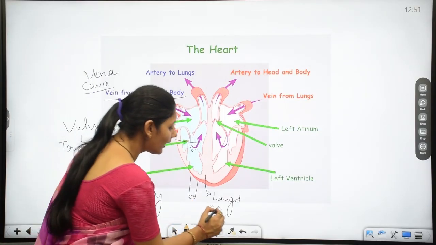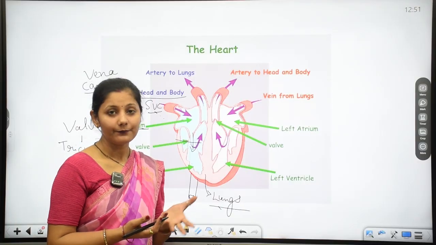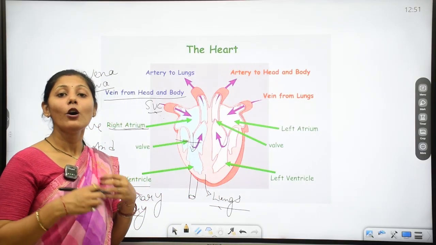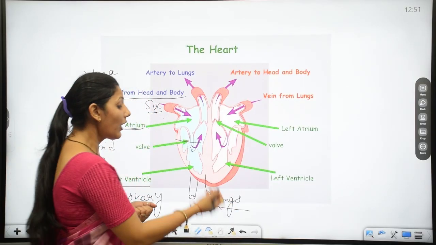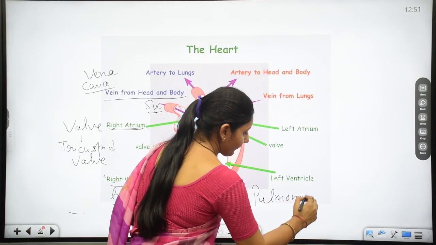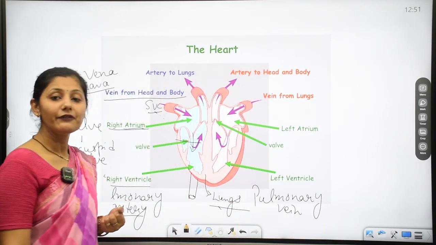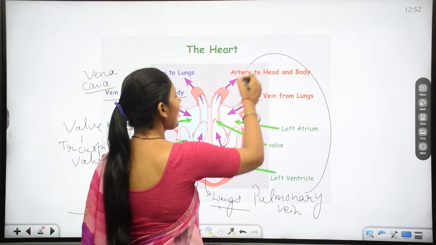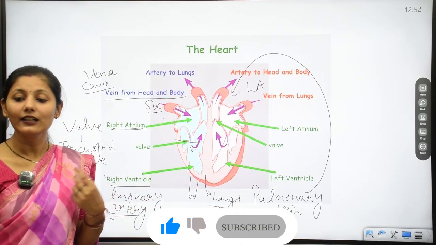Now inside the lungs, the exchange of gases takes place. The blood becomes oxygenated. It will carry the oxygen and become oxygenated blood, and then the lungs will transfer this blood with the help of the pulmonary vein inside the left auricle.